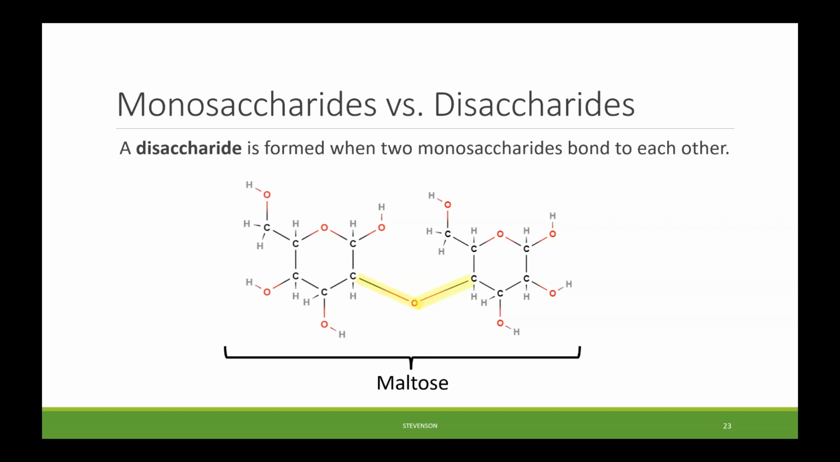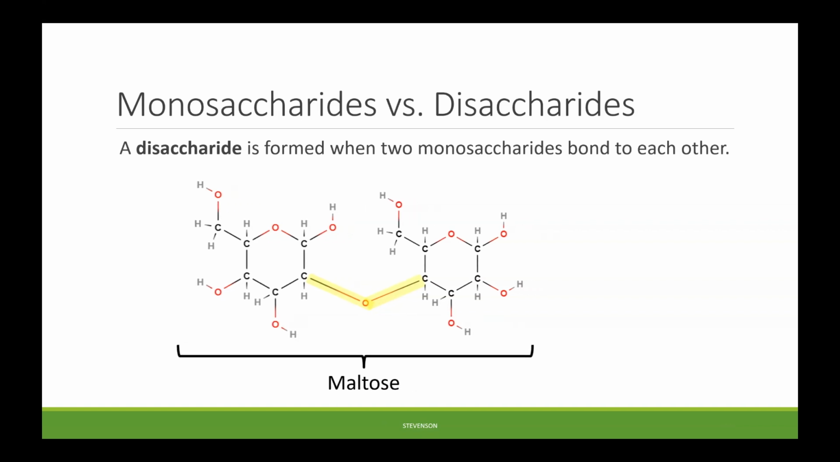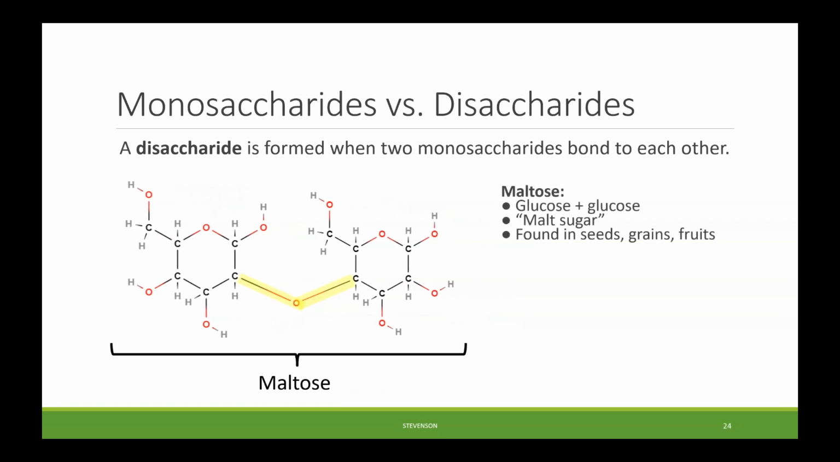And this particular disaccharide that you see here is called maltose. But just like there are many different monosaccharides, there are also many different disaccharides. Maltose is the disaccharide that you get when you put two glucose molecules together. And the common name for this is malt sugar. And this can be found in seeds, grains, and fruits.